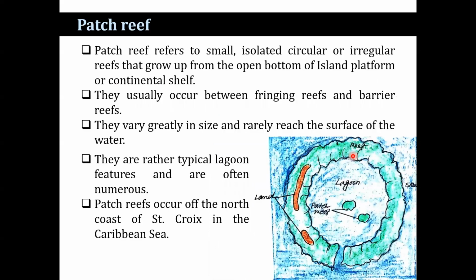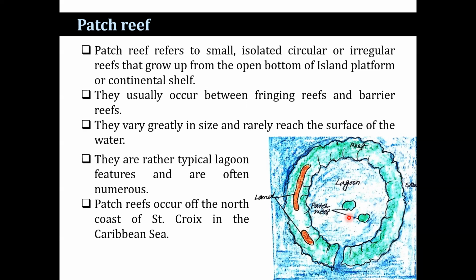Patch reef refers to small, isolated, circular or irregular reefs that grow up from the open bottom of an island platform or continental shelf. They usually occur between fringing reefs and barrier reefs. They vary greatly in size and rarely reach the surface of the water. They are rather typical lagoon features and are often numerous. Patch reefs occur off the north coast of St. Croix in the Caribbean Sea.